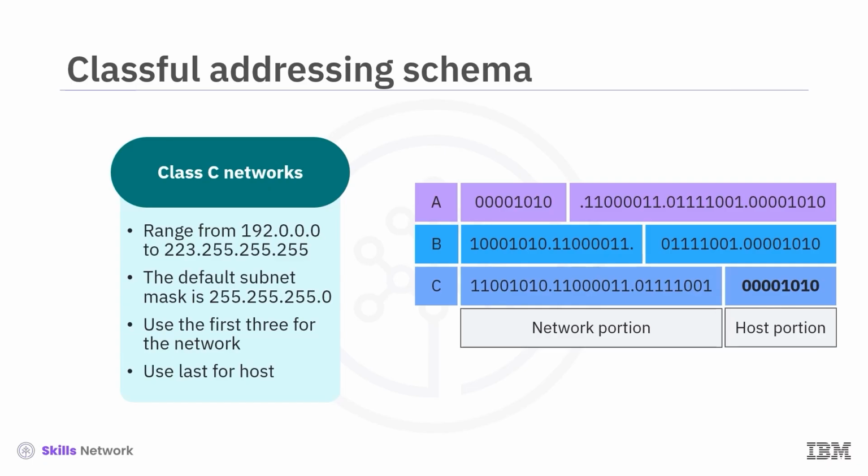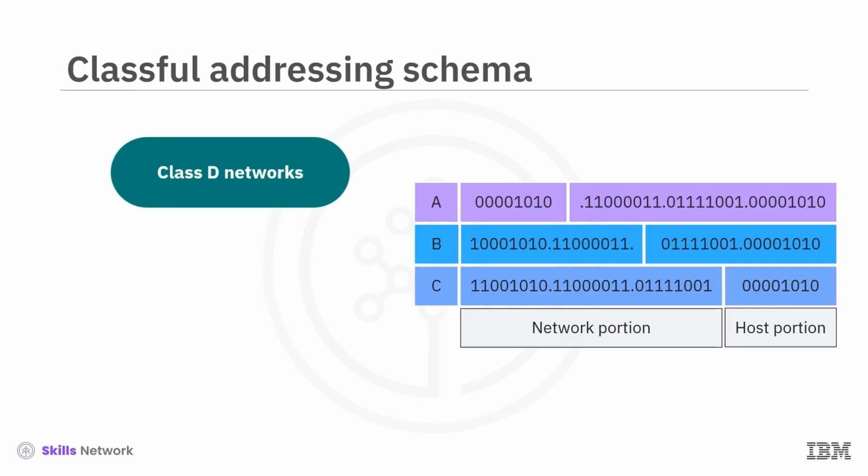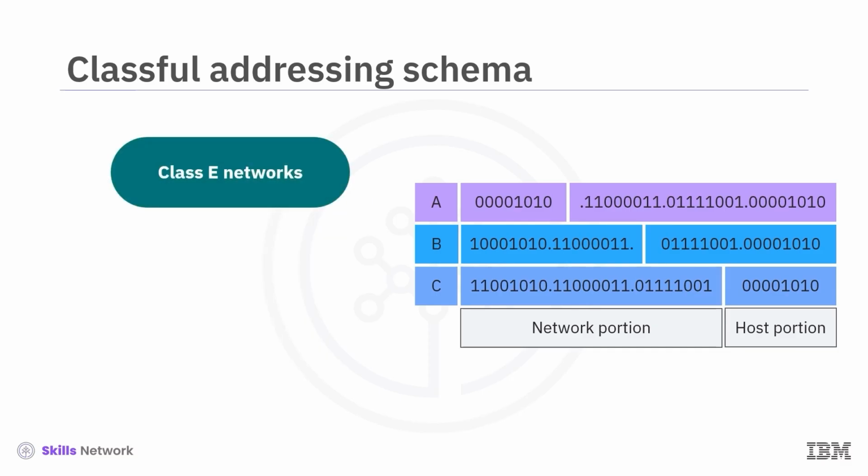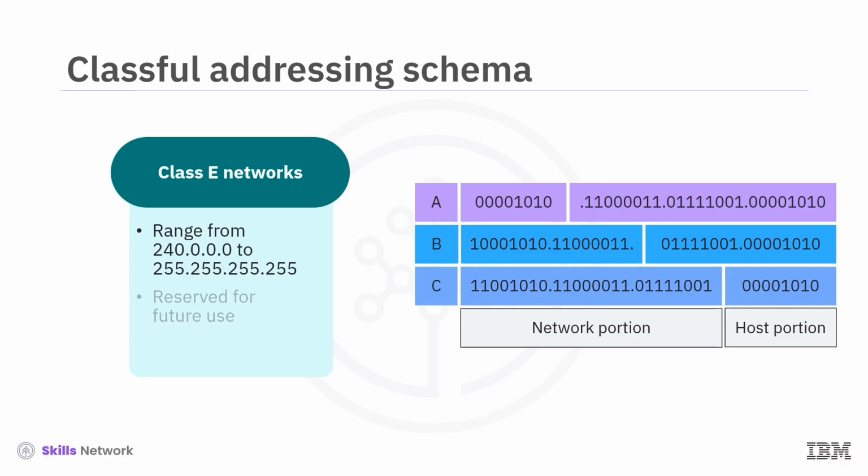Class D networks. They range from 224.0.0.0 to 239.255.255.255 and are reserved for multicast groups. Protocols such as NetBIOS use addresses in this range to communicate. Class E networks. They range from 240.0.0.0 to 255.255.255.255 and are reserved for experimental and future use.